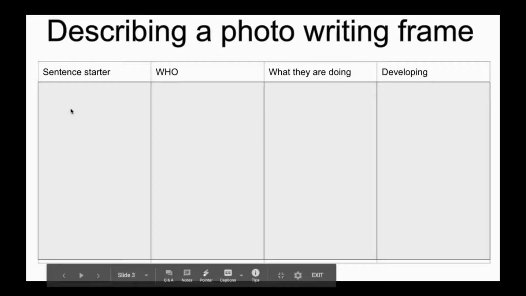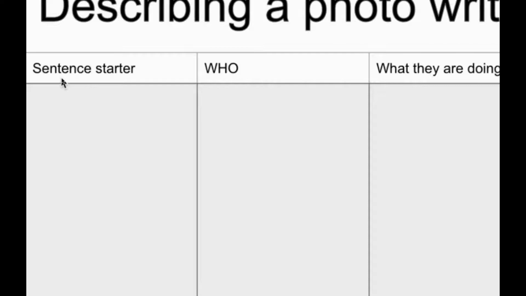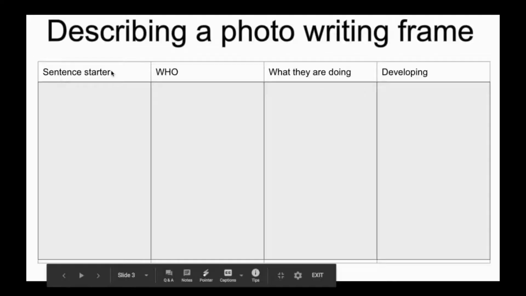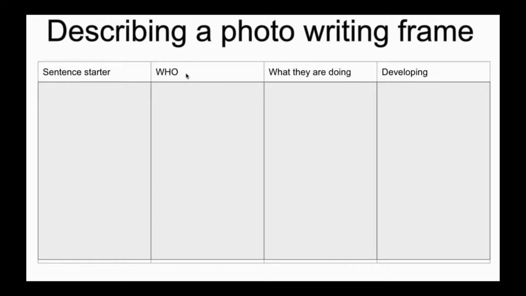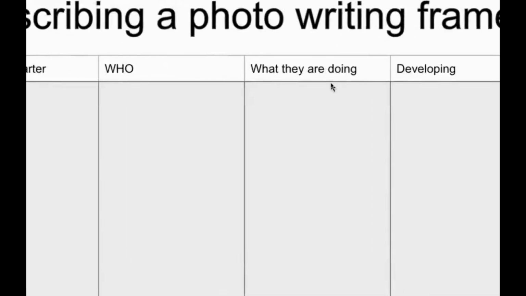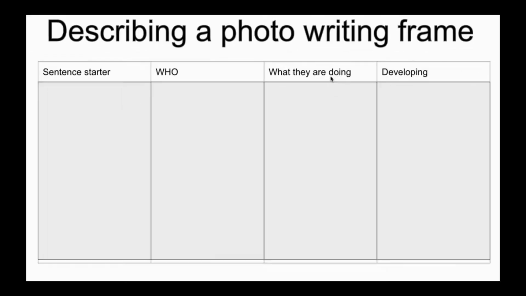As you can see, here is the sentence starter that you can use in every single sentence describing the photo. Who is doing the action? It could be a group of people, or it could be just one person, feminine or masculine. What are they doing? Are they eating, drinking, speaking, sunbathing? And you can develop your sentence as well. But the most important thing in this frame is the verb, what they're doing. And it's really important not to make a mistake in that particular part of the frame.